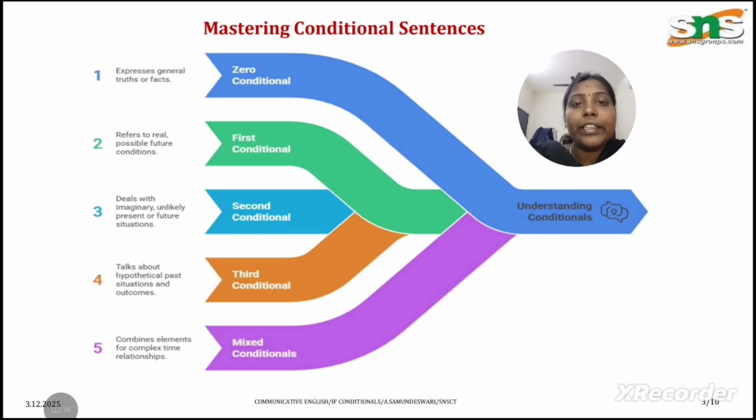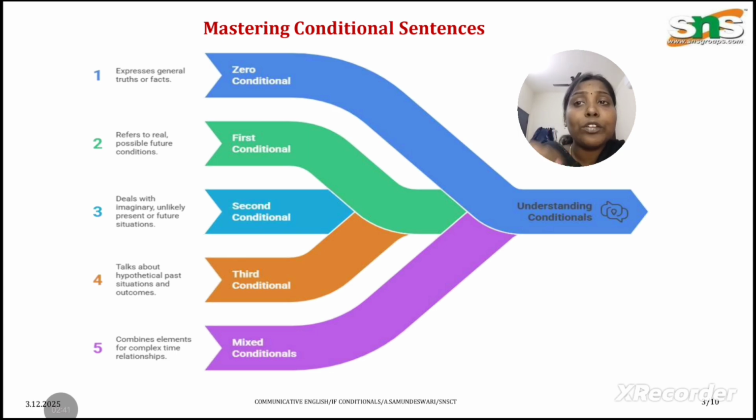So in this sentence, we have two parts. One is, if I go to Delhi, this is not a complete meaningful one. It requires something else to make it a meaning. So that is, I will visit Taj Mahal. Even if you say it alone, it gives a complete meaning.